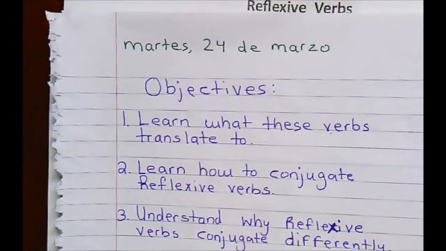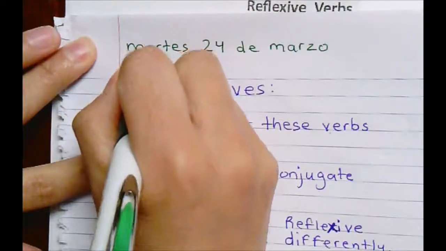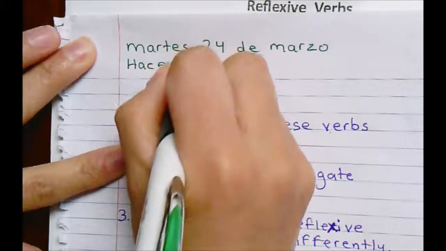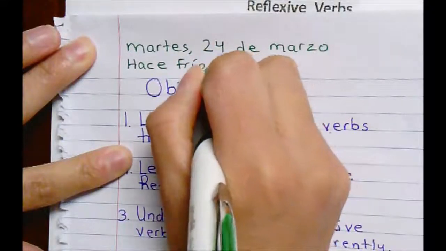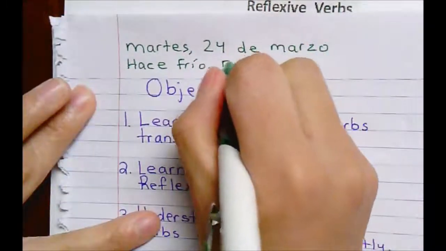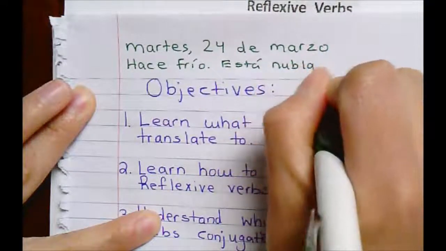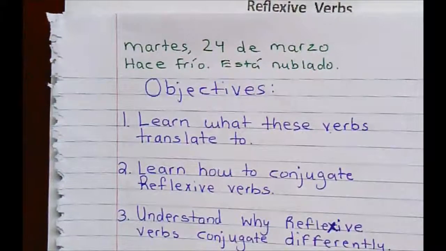Y el tiempo, the weather, ¿hace frío o hace calor? Hoy hace frío. It is cold. ¿Hace sol o está lloviendo o está nublado? Hoy está nublado, meaning it's cloudy.